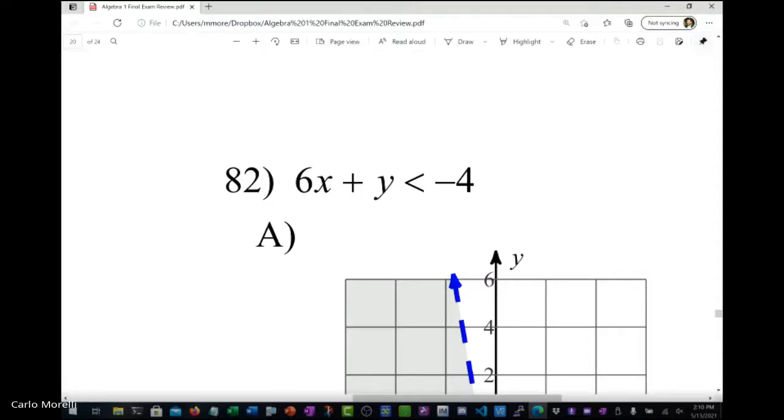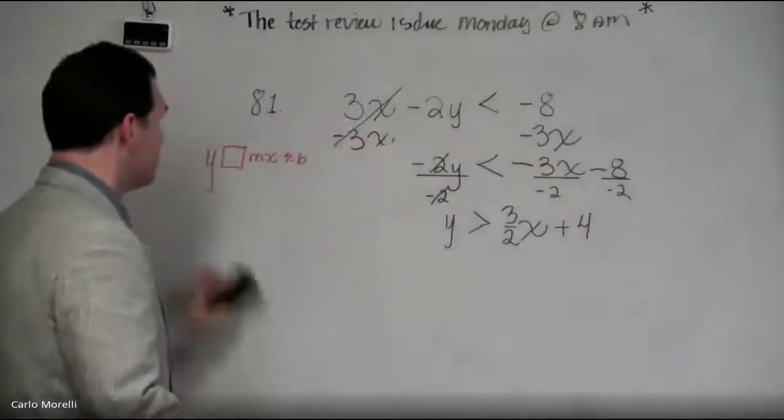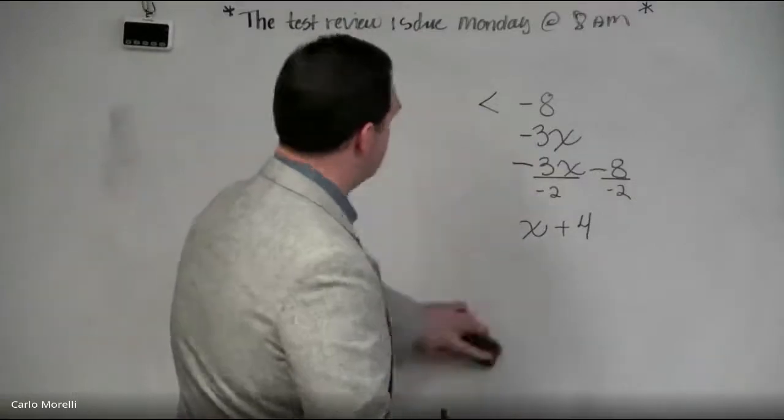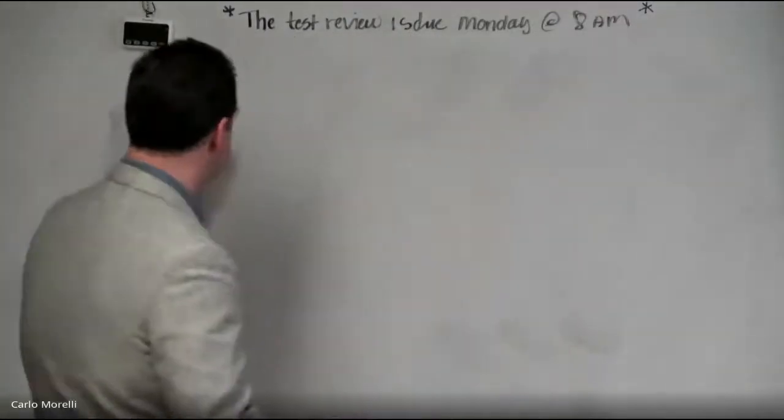We don't know where it's going to cross the y-axis yet, so we have to do a little bit of work. 6x plus y less than negative 4. This is number 82. 6x plus y less than negative 4.